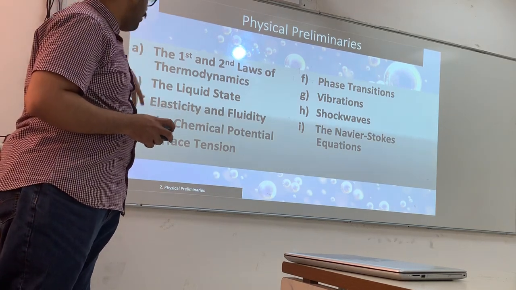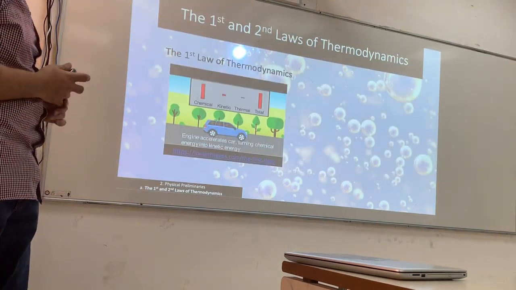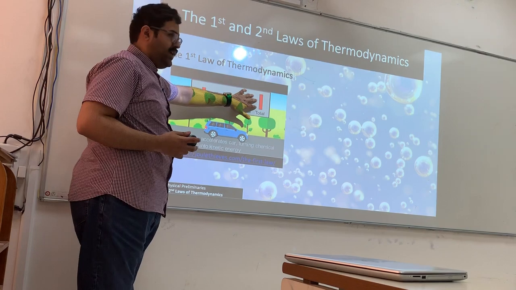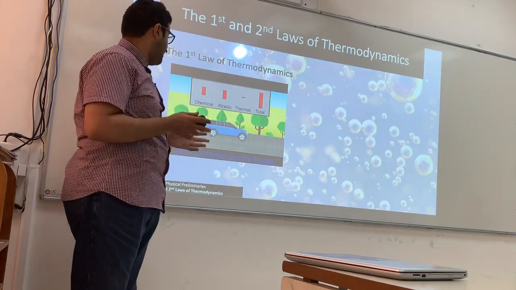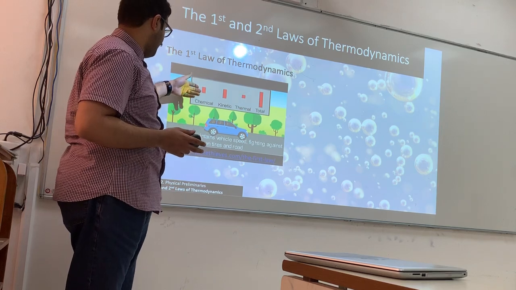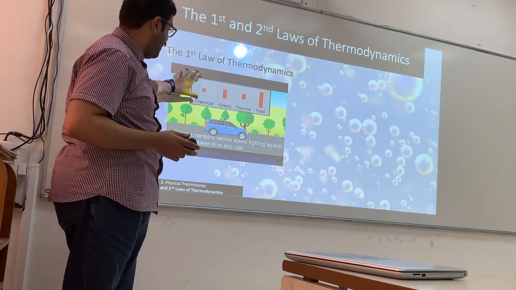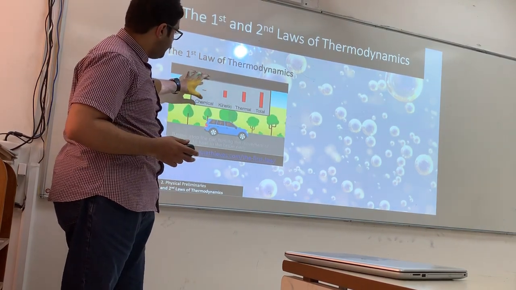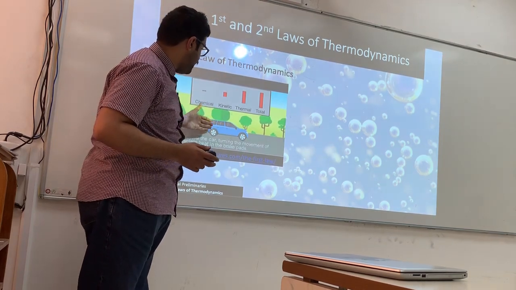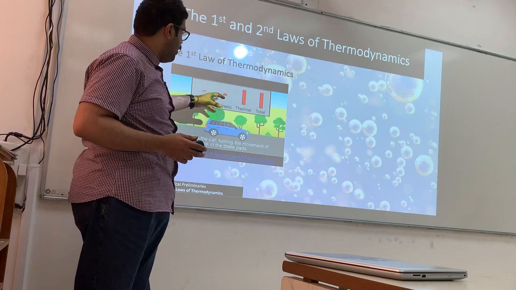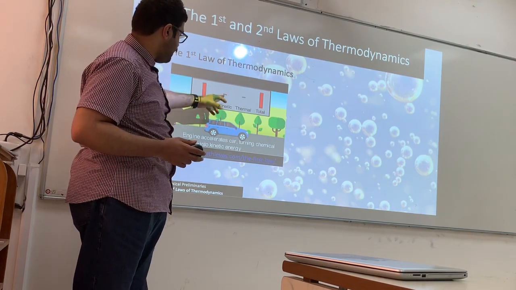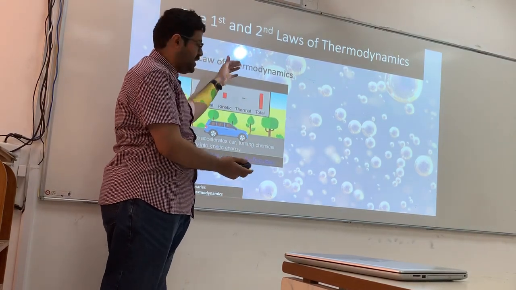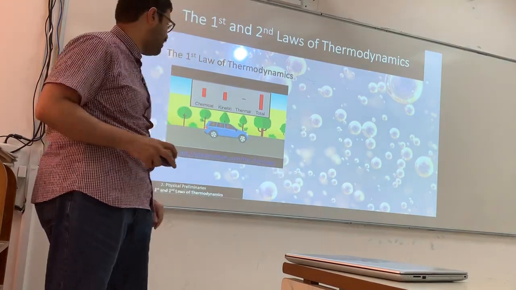The physical preliminaries, I will go through these one by one, okay? So first of all, I want to talk about the first and second laws of thermodynamics. If we have a total amount of energy, no energy is lost or created out of thin air, okay? So we have, for example, in a car, chemical energy contained in gas. It is burned to make kinetic energy, and a lot of it is dissipated in thermal energy. When all the chemical energy is lost, and the car stops, the thermal energy has reached a maximum, meaning all of the heat is dissipated through air.